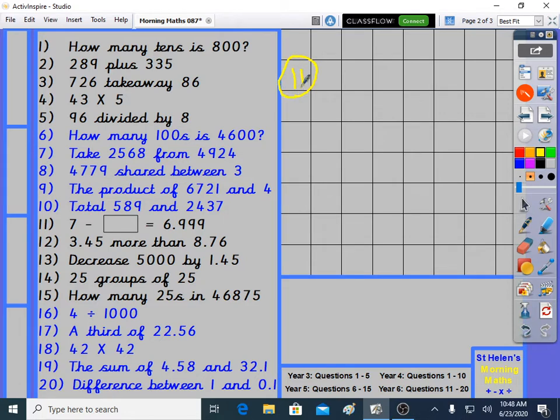7 take away a mystery equals 6.999. So that's very nearly 7, 6 and a bit, but the bits are big. It's nearly a whole one. It's 6.999. I know the answer is 0.001. Maybe you know the answer is 0.001. To do this, we can actually do a takeaway this time.